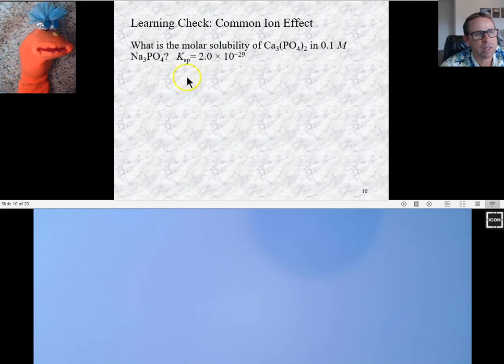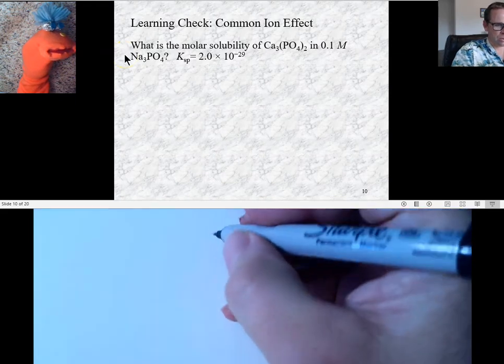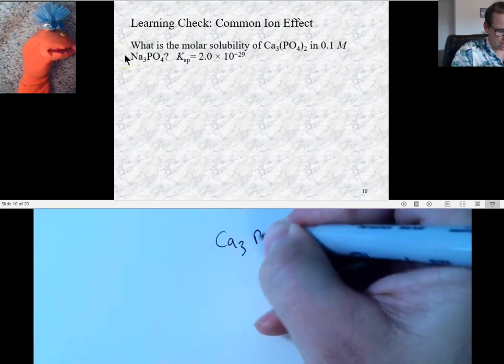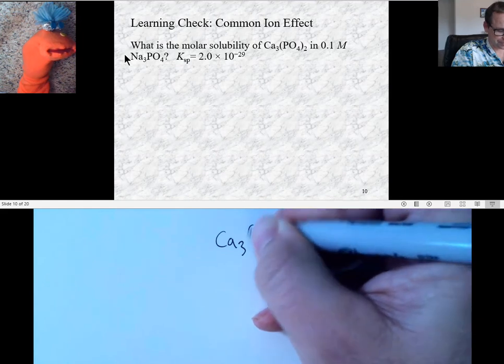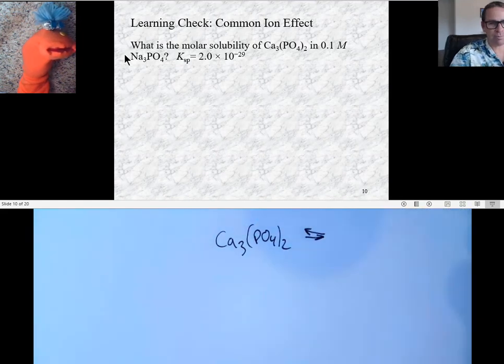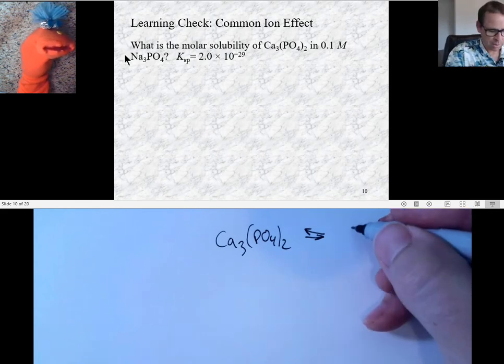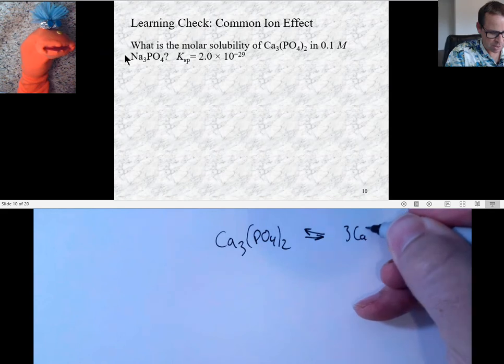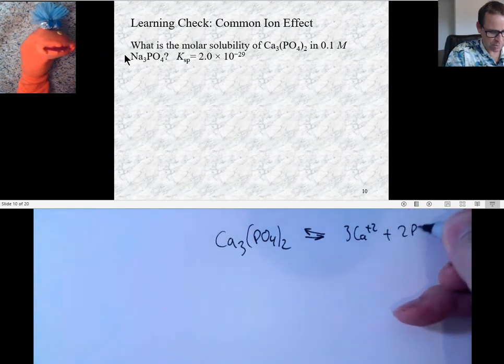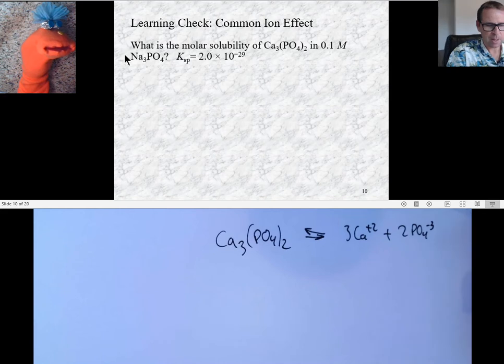So, for example, if I have calcium phosphate, and I'm going to see how much calcium phosphate dissolves, but it's already dissolved in the solution of sodium phosphate, all right? So let's look at our equation. Calcium phosphate is going to dissolve. It's relatively insoluble. It has a KSP of 2 times 10 to the minus 29. But 3 calcium ions are supposed to result, and 2 phosphate ions are supposed to result, okay?